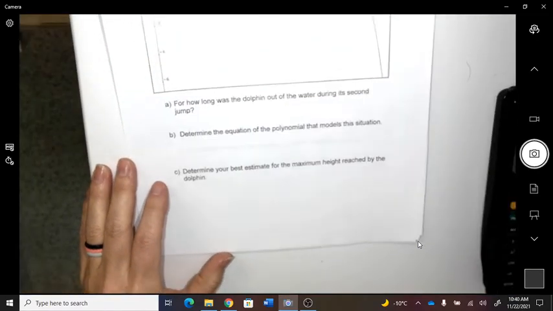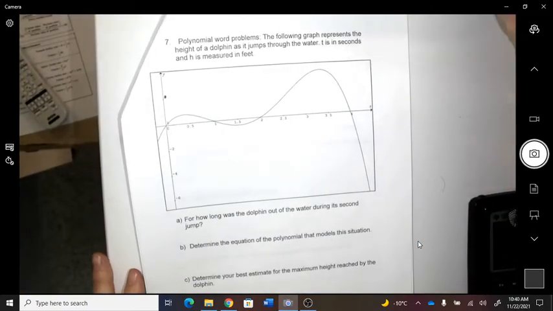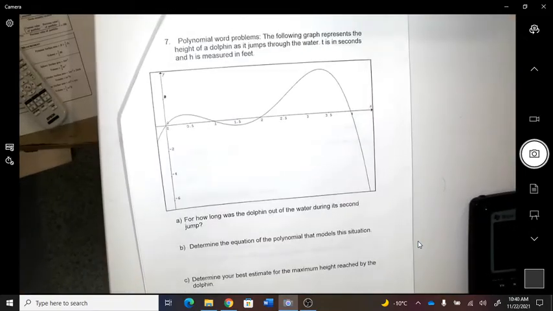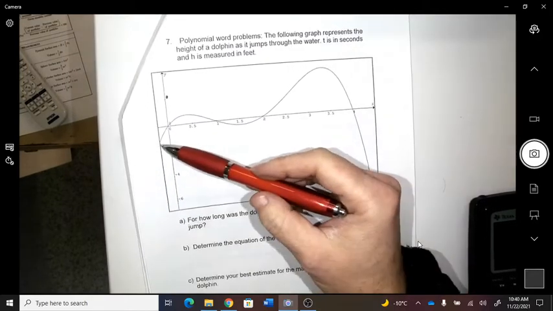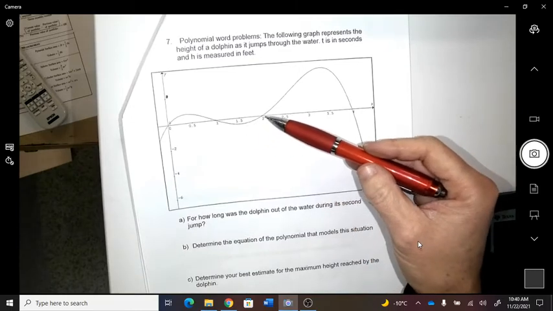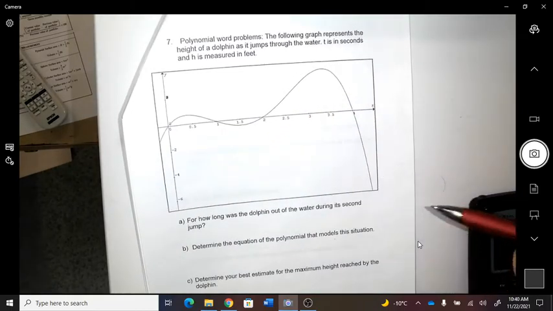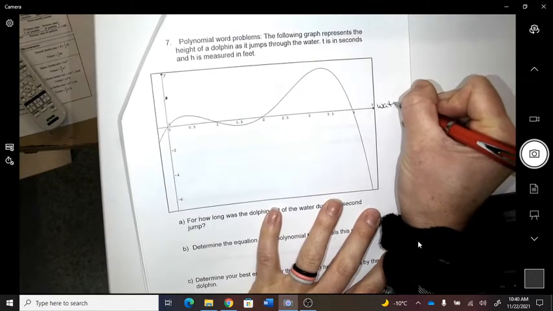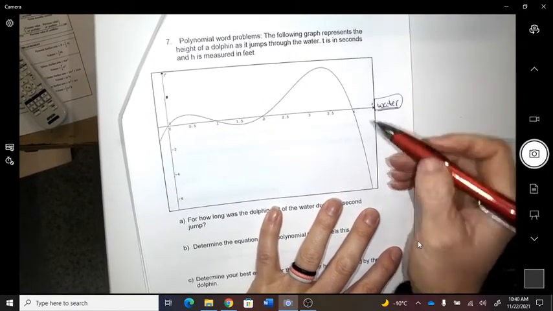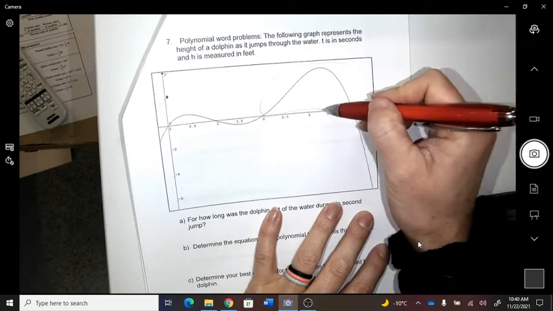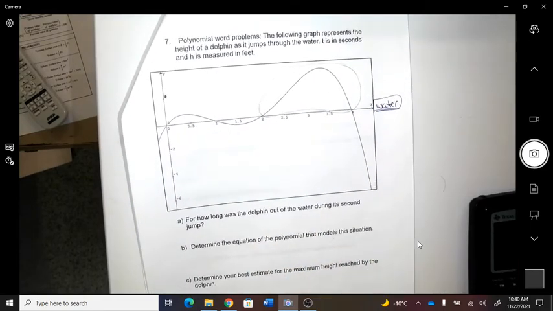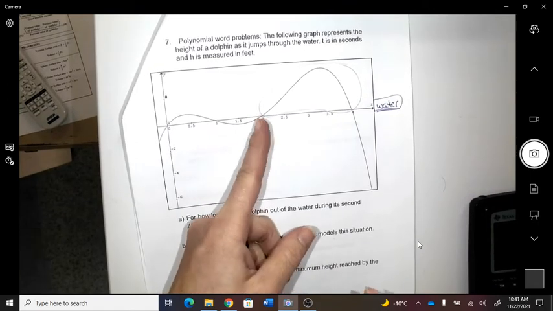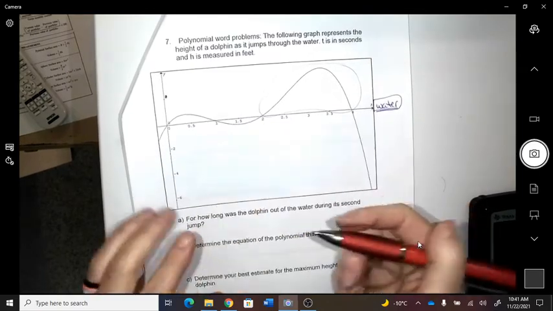Okay, this is an equation of a dolphin in the water. For how long was the dolphin out of the water during its second jump? So the dolphin's jumping under the water, jumping under the water. Everyone knows this is the height of the water right here? So there the dolphin is out of the water. So for how long of a duration did that happen? 2 seconds, because it's from 2 to 4.